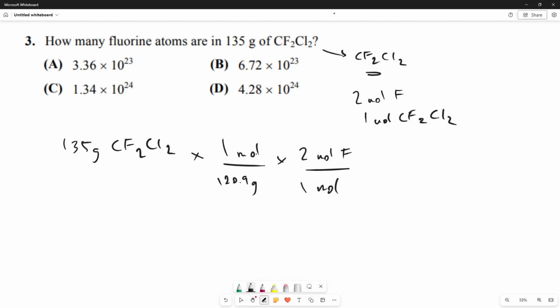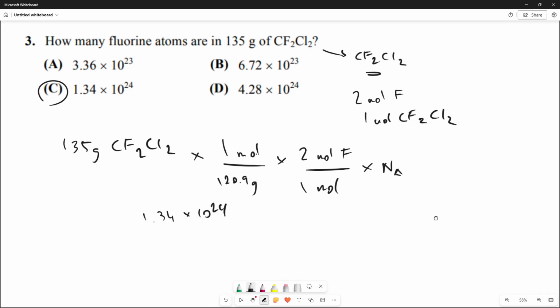So now we're in moles of fluorine. To get to atoms, we can multiply by Avogadro's constant. Once you do that, you will get 1.34 times 10 to the 24th. You can do the calculation on a calculator. That's C. Next question.